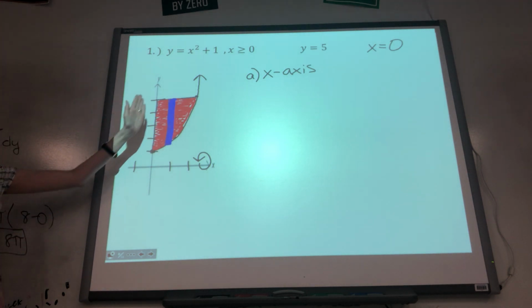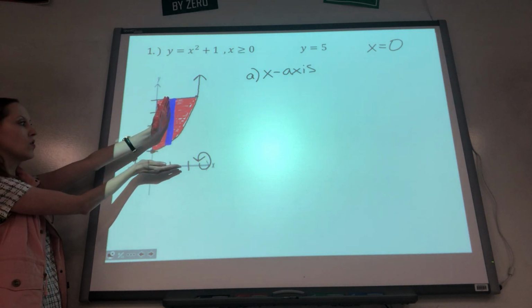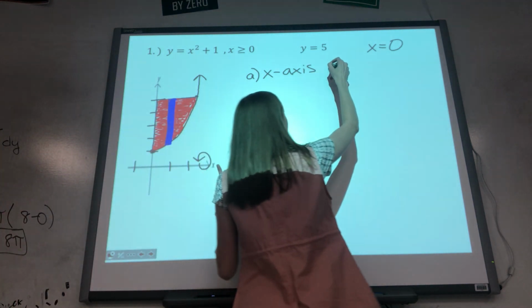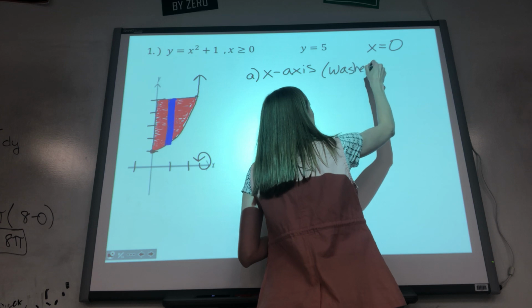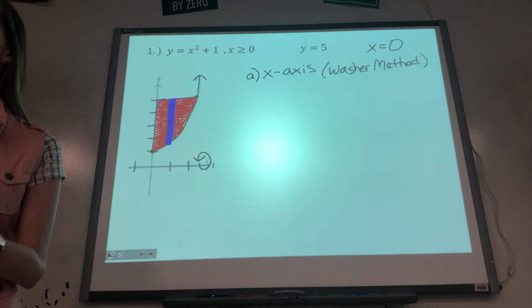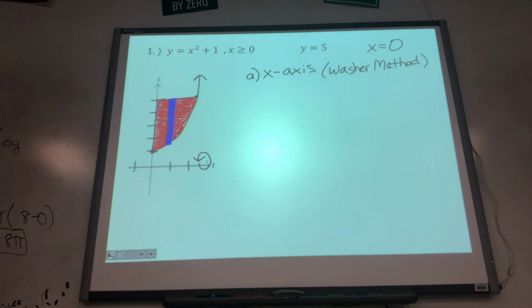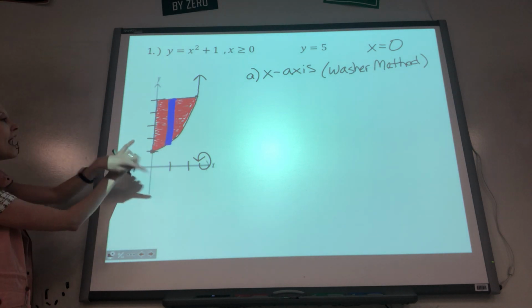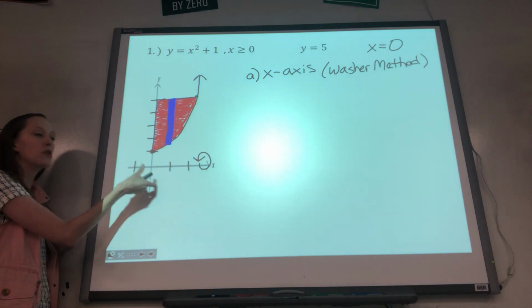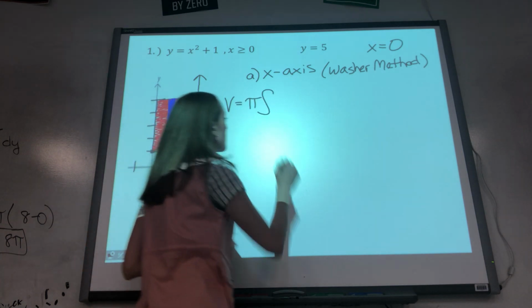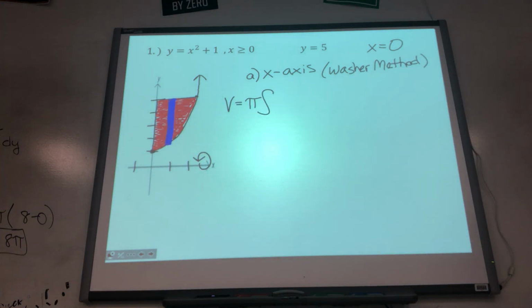Now, is our rectangle adjacent to our axis of revolution? No. So that means for part A at least, I need to use the washer method because our rectangle is perpendicular but not adjacent. There's a gap. If you took this and spun it around your axis of revolution, this is going to form your circle in the middle. So when I do my volume, I'm going to have to be careful about which function I put first.